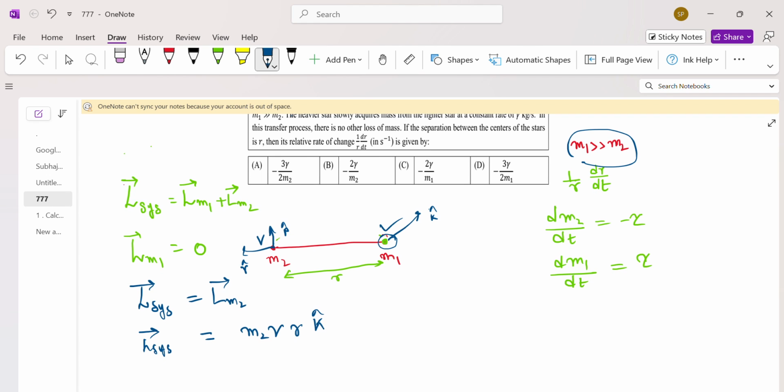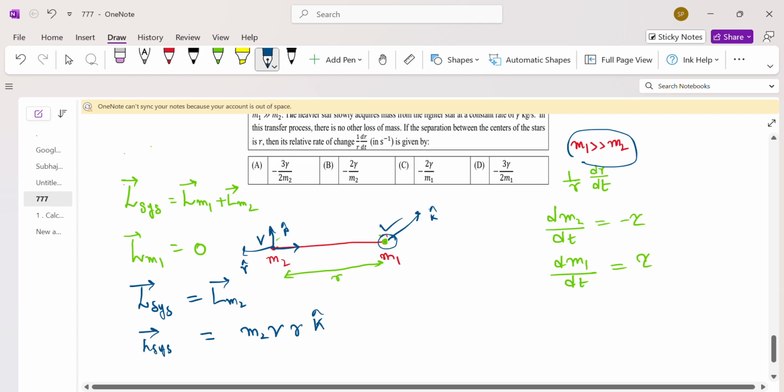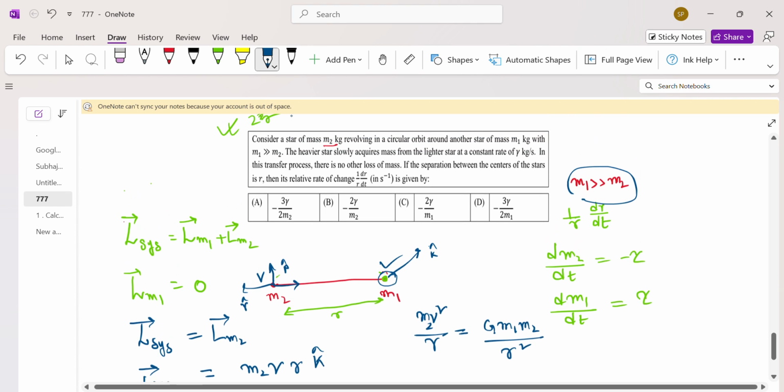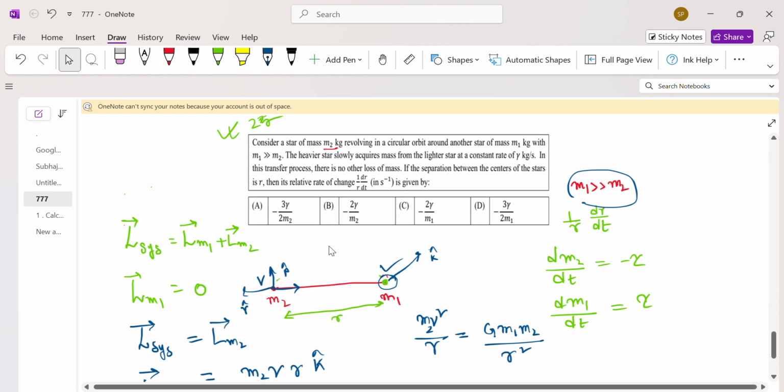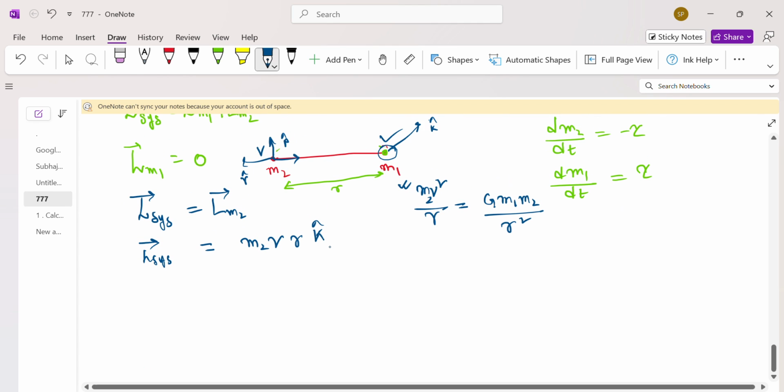Now at this particular instant there will be a gravitational pull on m2 due to m1, and that's why we can write that m2 v square divided by r is equal to G m1 m2 divided by r squared. This gravity between m1 and m2 will provide the centripetal force to m2 to move in a circle. The problem says that it moves in a circular orbit, so that's why we are able to use this equation.